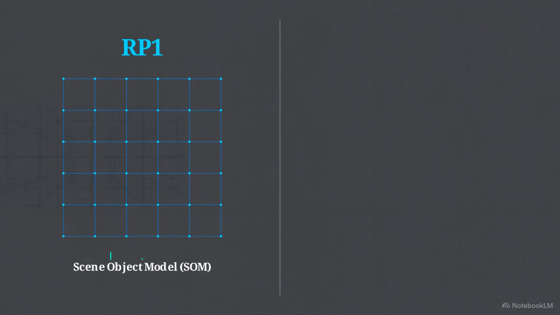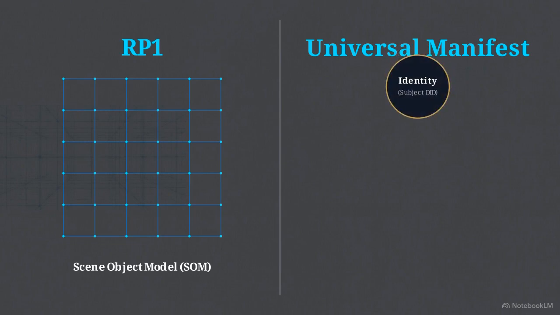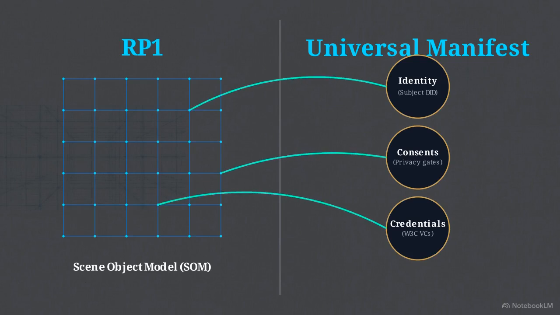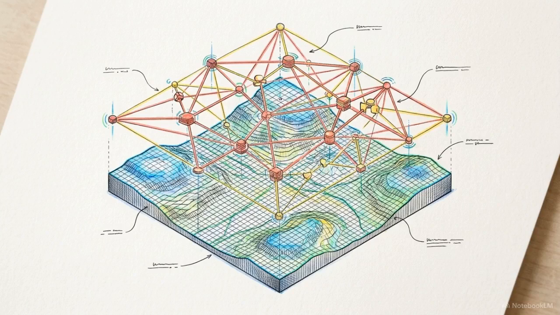The division of labor here is precise. RP1 handles the geometry, routing messages and managing the scene object model, or SOM. Universal Manifest handles the context. It carries the identity, the user consents, and the verifiable credentials across those routed messages. The Universal Manifest specification does not replace RP1's native spatial addressing, it composes with it.